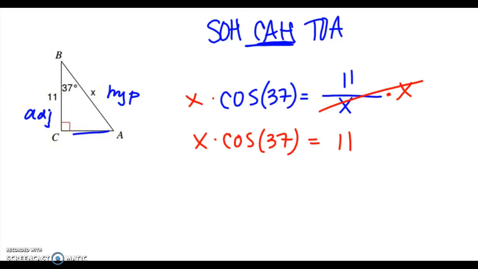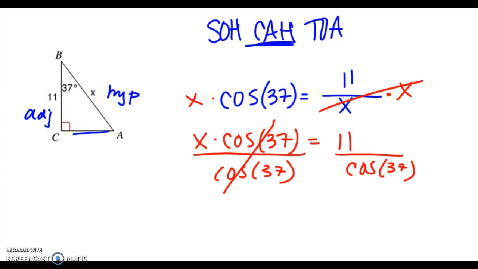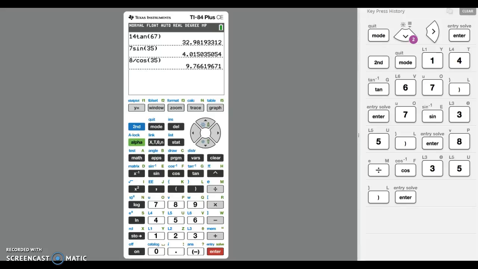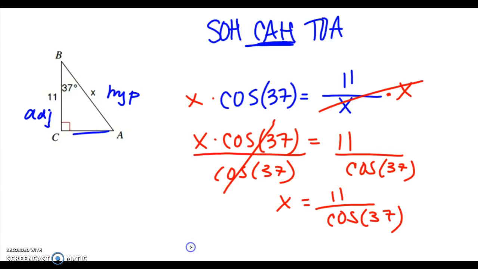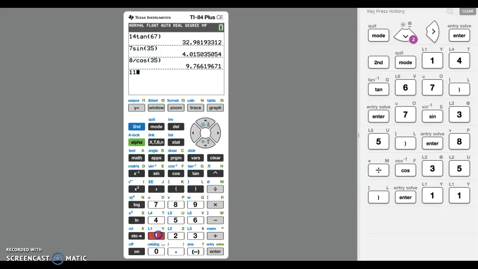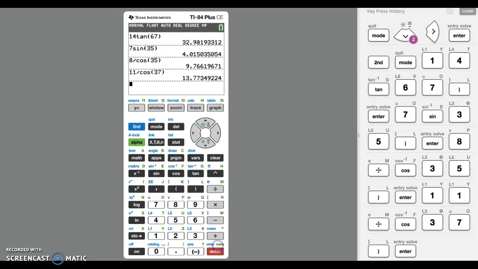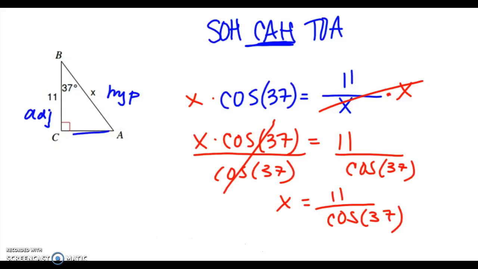Now x is still not by itself, so I'm going to divide by cosine of 37 to cancel it over here and move it on over to my right hand side. So I have x equals 11 over cosine of 37. And that's what I'm going to plug into my calculator. I already forgot it. 11 divided by cosine of 37. 13.77. So I go back, and x will be about 13.77.